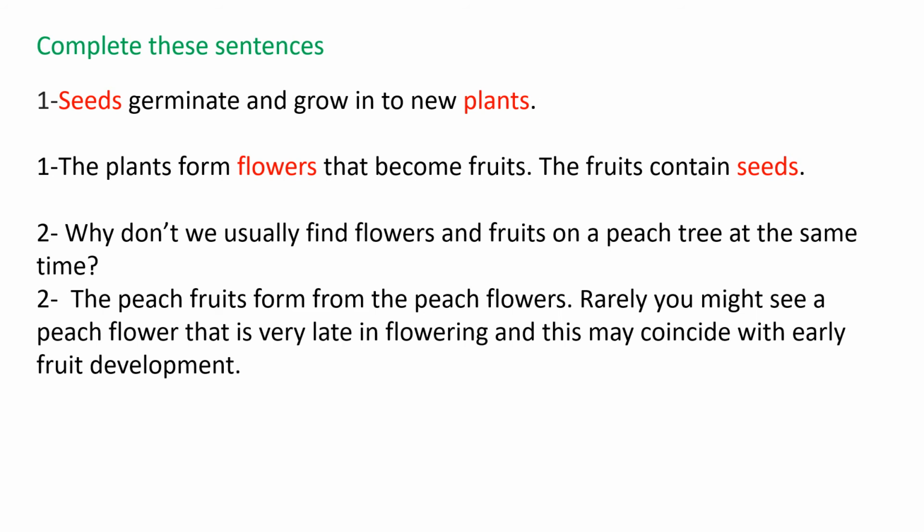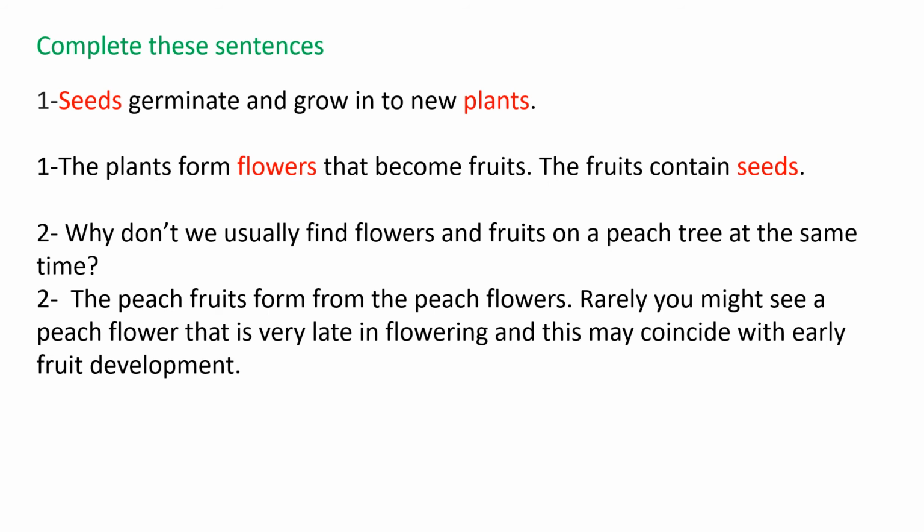Complete these sentences. Seeds germinate and grow into new plants. The plants form flowers, which then become fruits, and the fruit contains the seeds. Why don't we usually find flowers and fruits on a peach tree at the same time? Because the peach fruit is formed from the peach flowers. Really, you might see a peach flower that is late in flowering coincide with early fruit development.